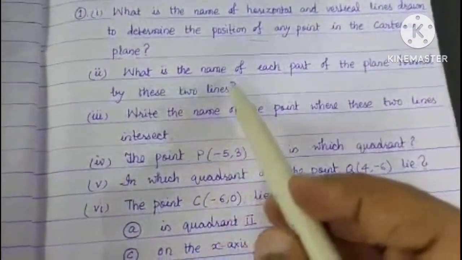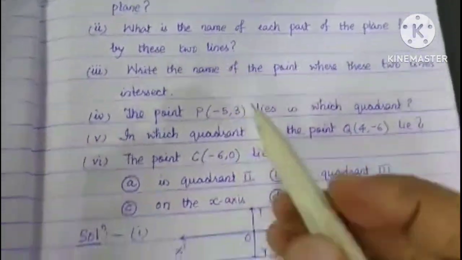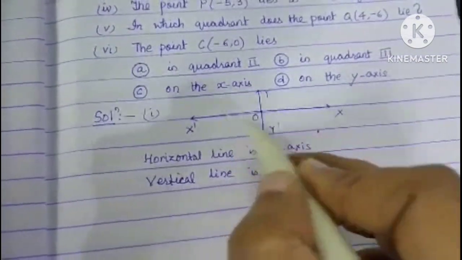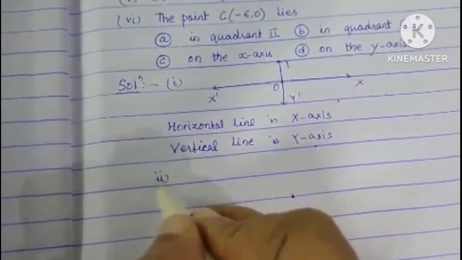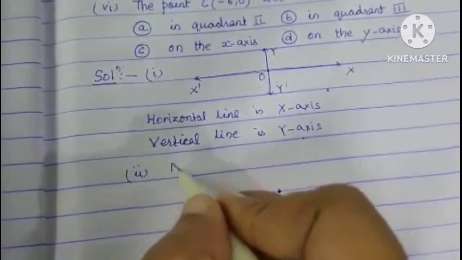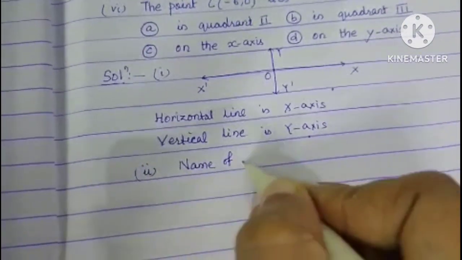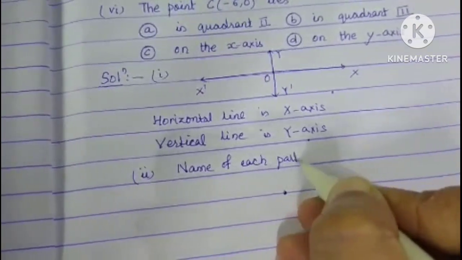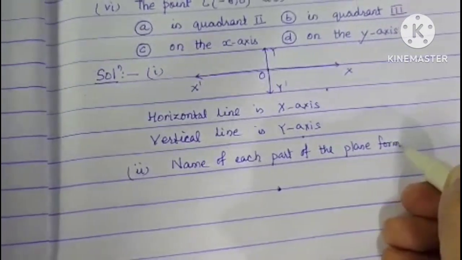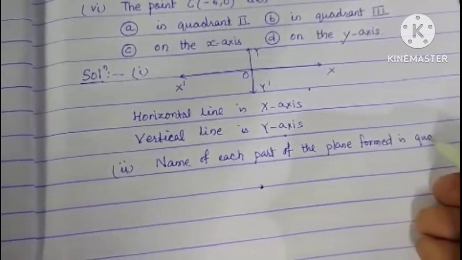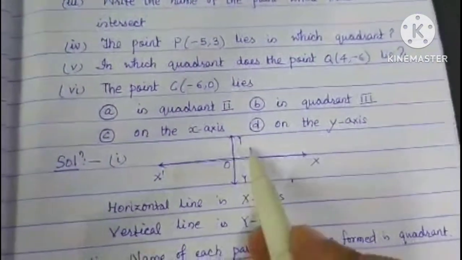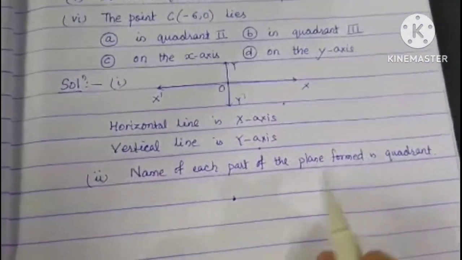Now question 2 is, what is the name of each part of the plane formed by these two lines? Basically these are the four parts, and we have to write the name. As we all know, these are the quadrants. So we can simply write that the name of each part of the plane formed is quadrant. There are 4 quadrants, 1, 2, 3 and 4. Each part is called a quadrant.